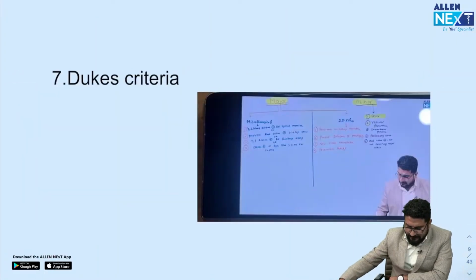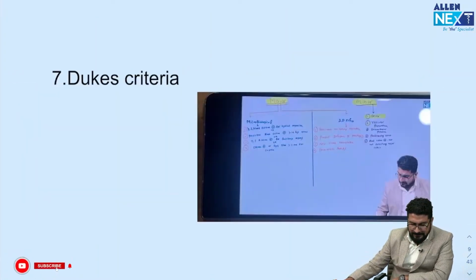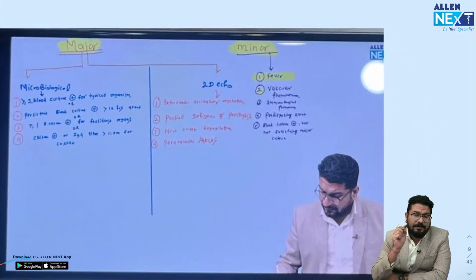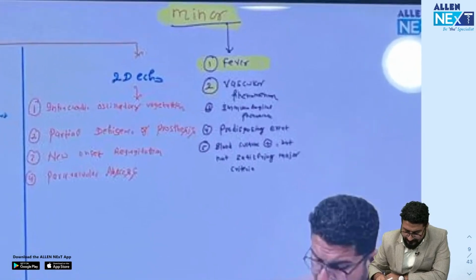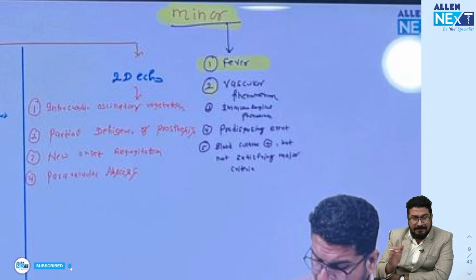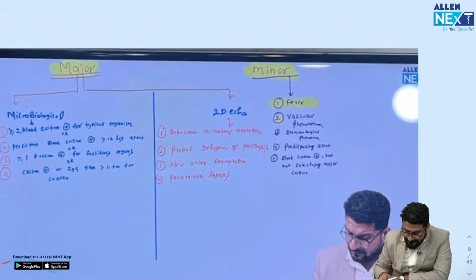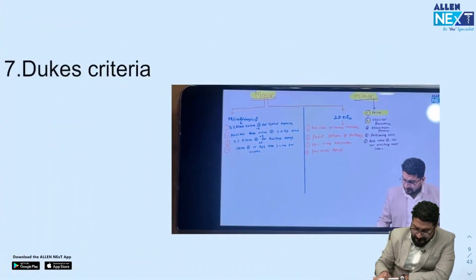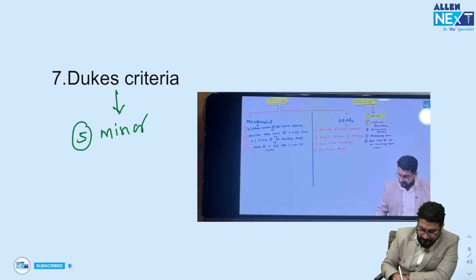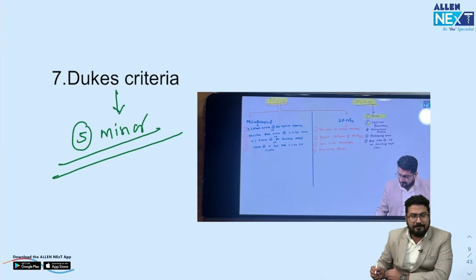Okay, moving to next one, Duke's criteria. So some students were asking how many components are in the minor category. So you can see there is fever, vascular phenomena, immunological phenomena, some predisposing event, or blood culture positive which is not satisfying the above criteria. So these are 5 features. I could not get the exact question, but remember in Duke's criteria there are total 5 minor criteria. So I think this was the question. You can give your input in the comment box. There are total 5 minor features in Duke's criteria.